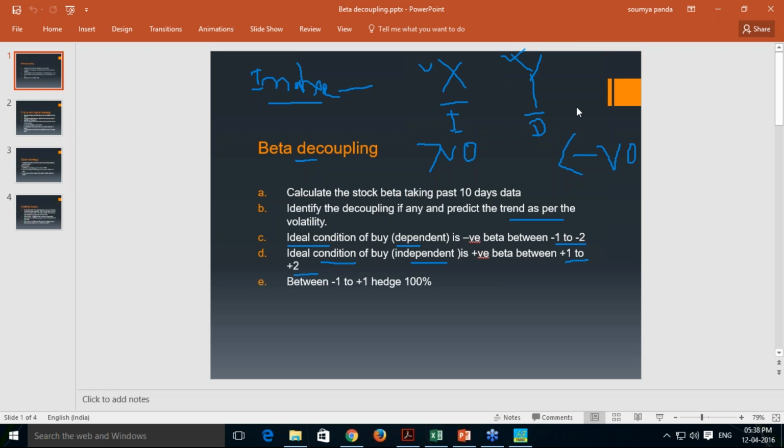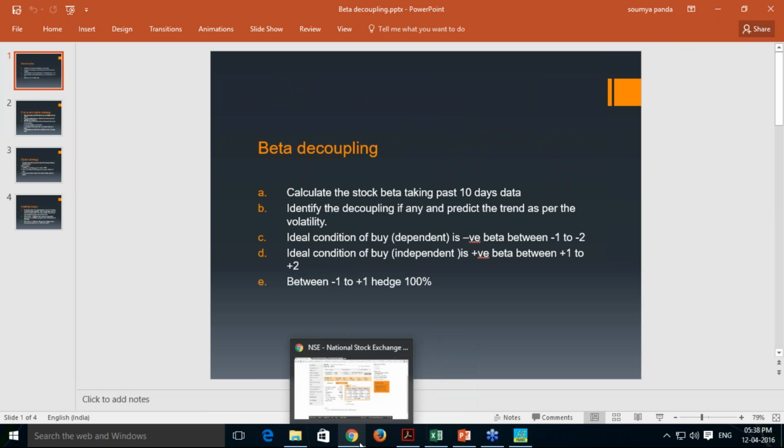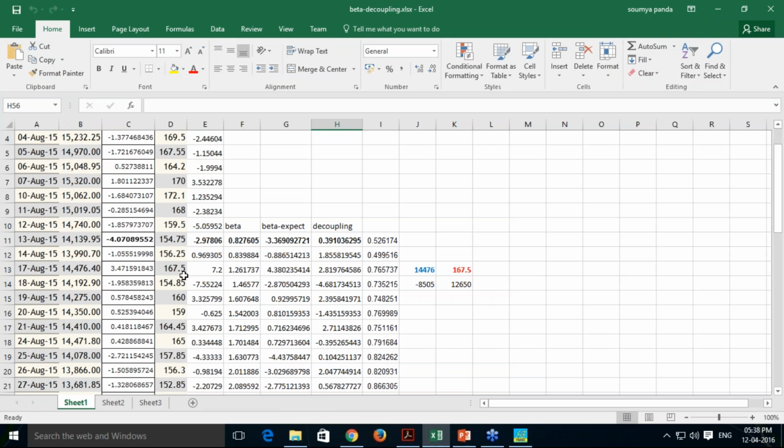Once we understand this principle of beta decoupling, our question is how we can exploit this opportunity to take our trade benefit. That is very important, so I am going to demonstrate the same thing with an Excel sheet. All the rules I have framed here are present in my book on futures and options from 2005. From 2005 till now, these rules I have not changed. So let us look into whether the market obliged that.